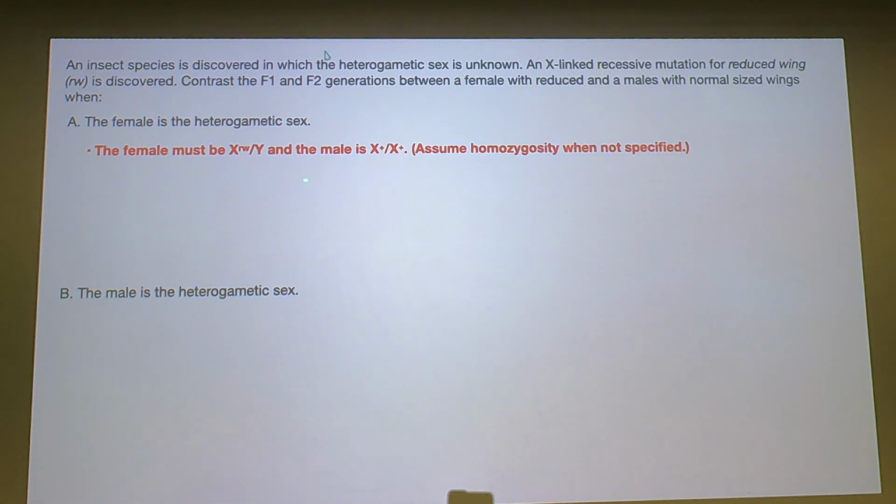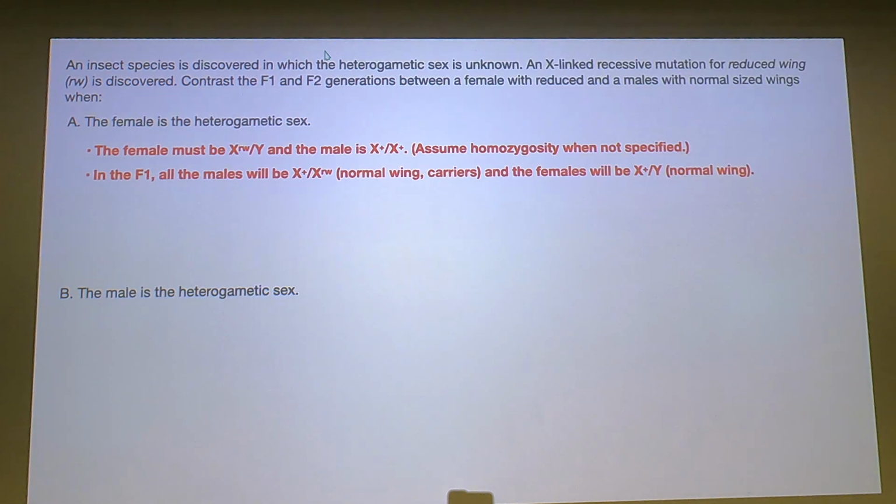Okay, so that's one thing we figured out. That must be the genotype of these individuals. But now we're doing the test. And we ask, what is going to come out of this? Okay, what are the F1s going to look like?